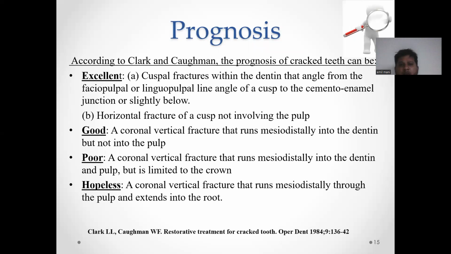According to Clark and Copeland, the prognosis of the cracked tooth can be classified as excellent, good, poor, hopeless. It is excellent if cuspal fractures within the dentine that angle from the faciopulpal or linguopulpal line angle of a cusp to the cemento-enamel junction or slightly below. It is good if the coronal vertical fracture that runs mesiodistally into the dentine but not into the pulp. It is poor if the coronal vertical fracture that runs mesiodistally into the dentine and pulp. It is hopeless if the coronal vertical fracture runs mesiodistally through the pulp and extends into the tooth.